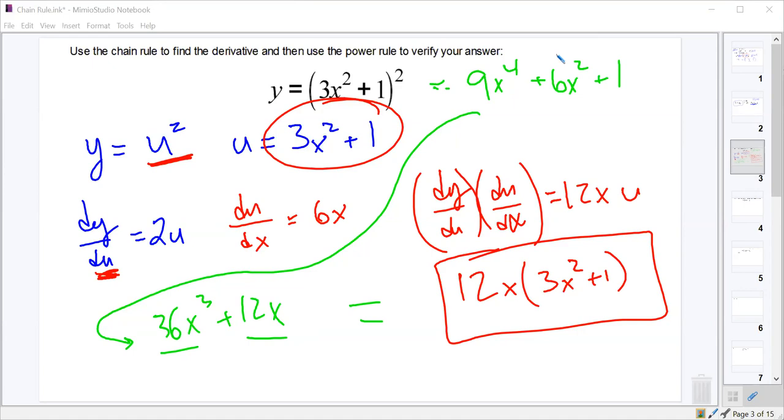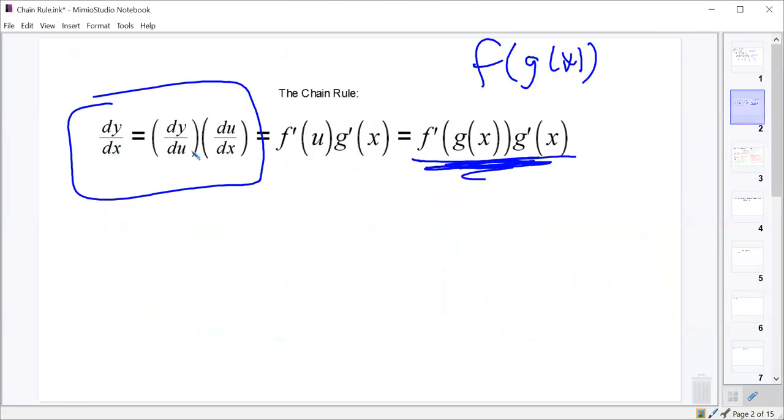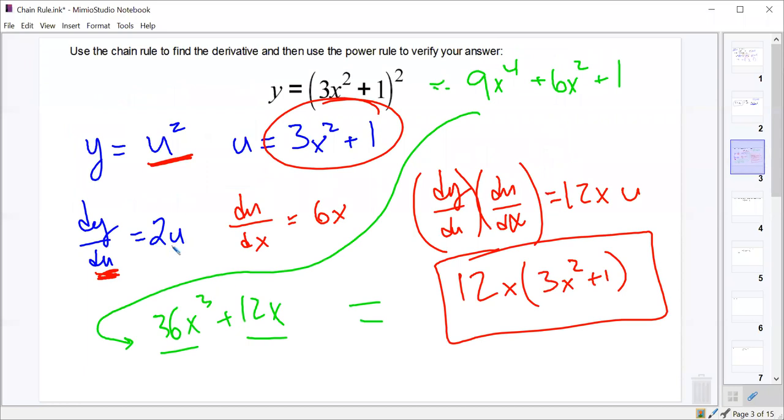So I got a question sent to me. How did I get the 12xu? So our chain rule says dy/dx is dy/du times du/dx. So we found the dy/du to be 2u. We found the du/dx to be 6x. And then we multiplied those together. So 2 times 6 is 12 with the x and with the u, all that being multiplied together. Does that make sense? Okay, cool.